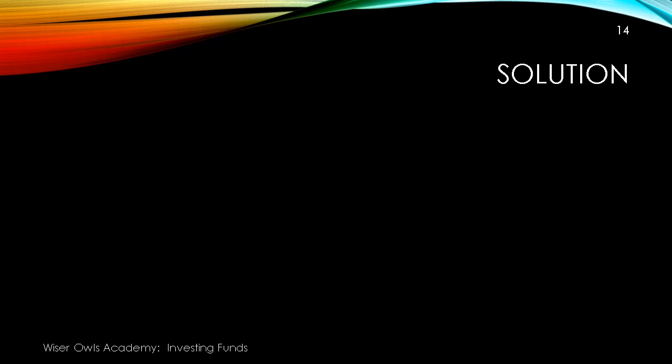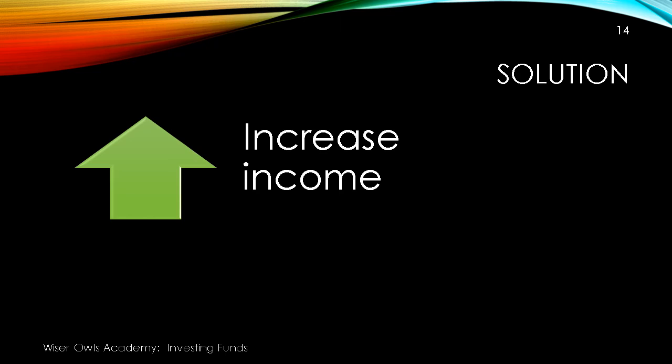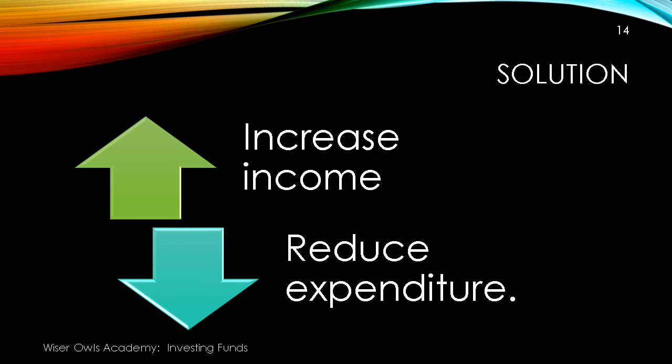The solution to this problem lies in having two actions. First is to find ways and means to increase the income without having to pay any additional amount in terms of the ad hoc monthly maintenance amount of 3 rupees a square foot, and also finding ways and means to reduce expenditure. So the next 3 videos are going to look at those points.